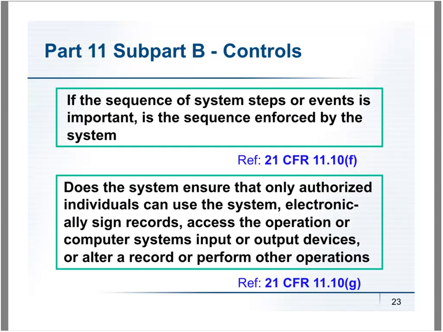Part 11 regs seem to never tire of ensuring that controls are all over the place. The sequence of system steps is enforced by the system. Does it allow only authorized individuals to use the system? Now, who's authorized? The computer would be set up so that the PI can get into any record. QA, QC auditors could get into records, but not everybody. A venipuncturist wouldn't be able to get into records that are not their business. They could get into the record to write down the time they did the venipuncture, if that's recorded. So authorized individuals are authorized for the specific job that the electronic record is.